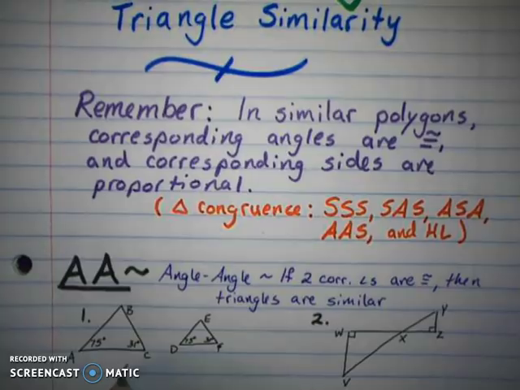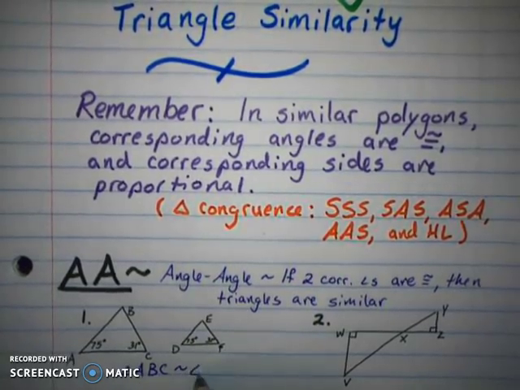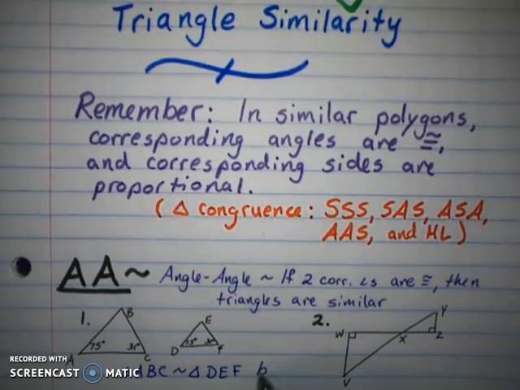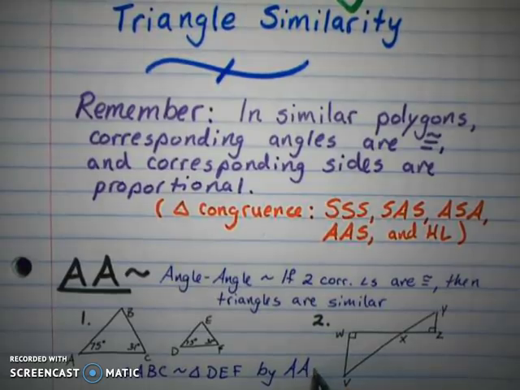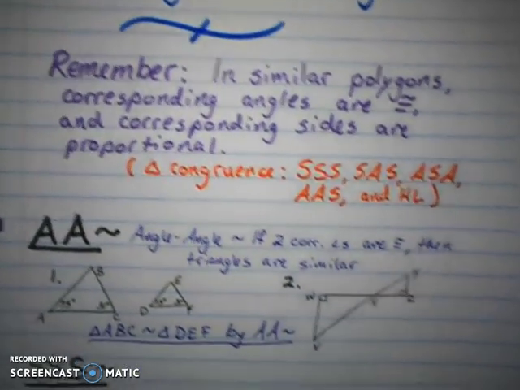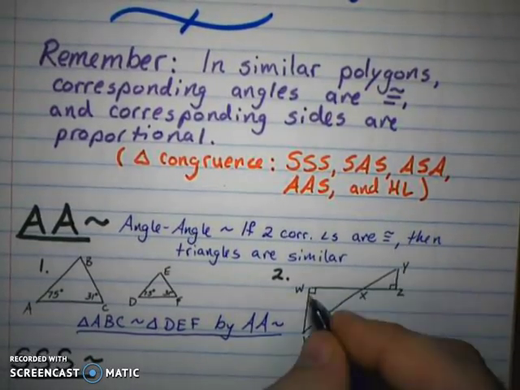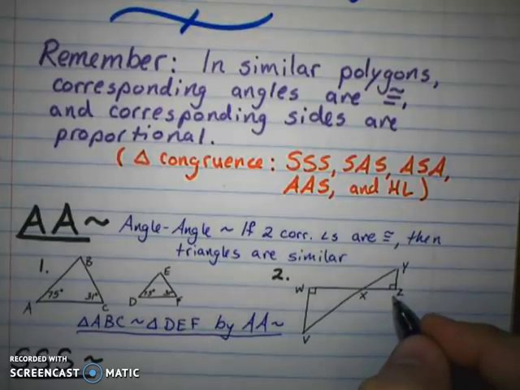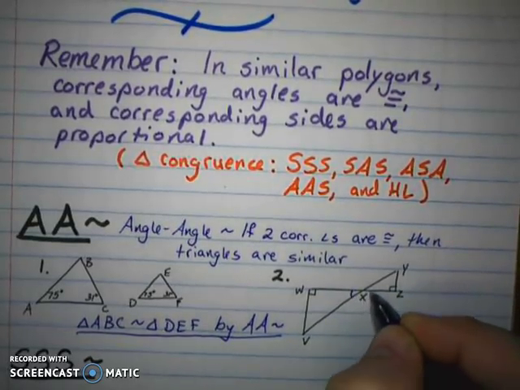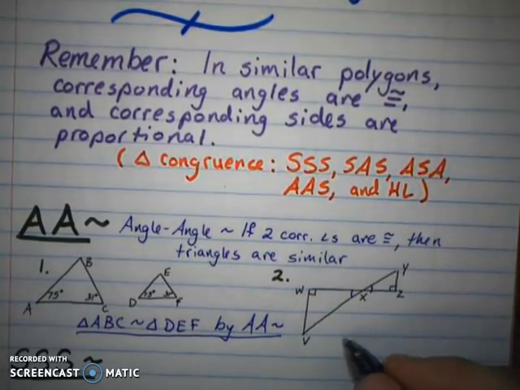So we can say triangle ABC is similar to triangle DEF by angle, angle, similarity. Okay? We can do another example. We have two triangles here, and we've got a right angle at W and a right angle at Z. So those are congruent right angles, and we have vertical angles that are congruent here. So these triangles are similar by angle, angle, similarity.